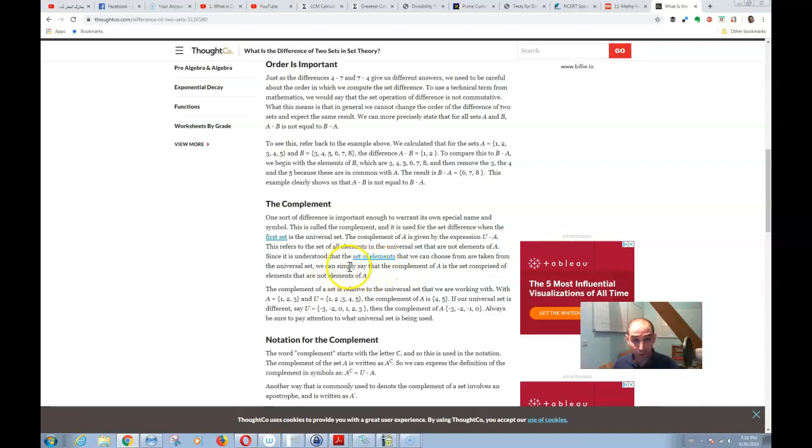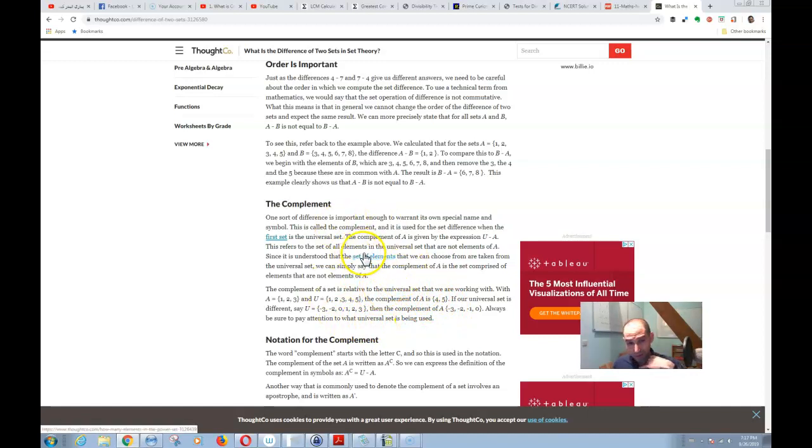We can simply say that the complement of A is the set comprised of elements that are not elements of A. So the complement of a set is relative to the universal set that we are working with. For example, A is equal to {1, 2, 3} and U is equal to {1, 2, 3, 4, 5}. The complement of A is {4, 5}, and that's because of our universal set. If our universal set is different, say for example this set here, then the complement of A would be different. I think this is wrong. Always be sure to pay attention to what universal set is being used.